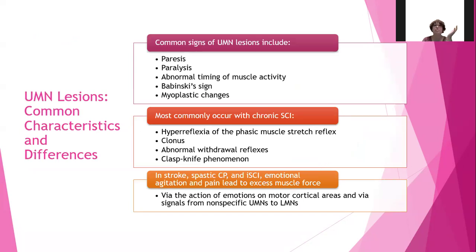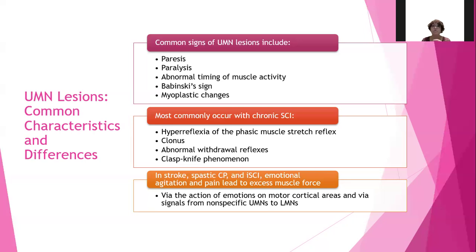So common signs of upper motor neuron lesions include paresis, paralysis, abnormal timing of muscle activity, Babinski's sign, and myoplastic changes. With chronic spinal cord injury, hyperreflexia from the phasic muscle stretch reflex, clonus, abnormal withdrawal reflexes, and clasp knife phenomenon. And those can happen with other upper motor neuron lesions as well, but they're common in chronic spinal cord injury.